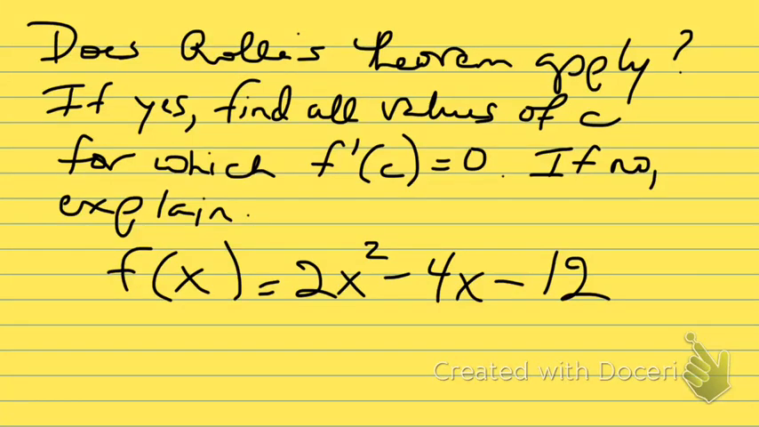So does Rolle's theorem apply to this function? If it does, we'll find all the values of c, or x, for which the derivative is 0. And if it doesn't, we'll explain. Remember, we have 3 conditions, and we're only looking on this interval.